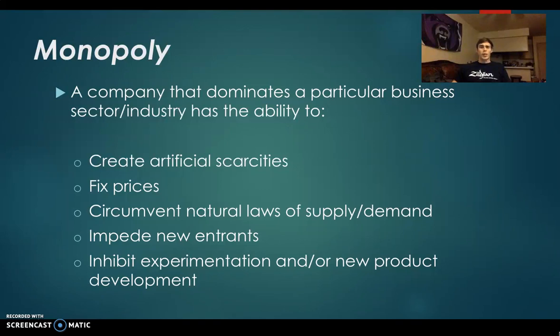So they can also impede new entrants. Going back to the example for the basketball manufacturer, a lot of times, big companies like that have the machinery and they buy so much material that they're able to manufacture that basketball or whatever they're making at a much lower cost than a new competitor.